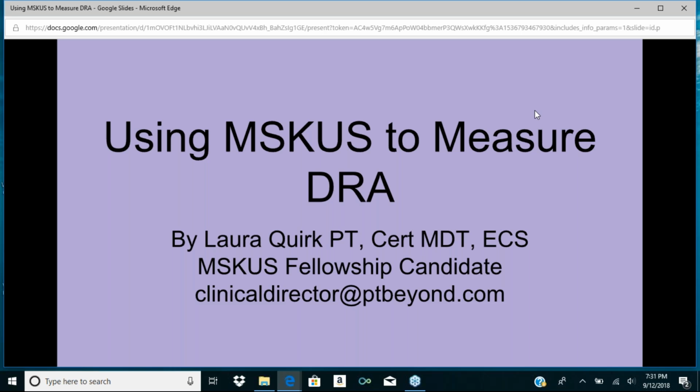Okay, all right. So tonight I'm going to be talking about a couple of different ideas or uses for MSKUS. One of them being utilizing MSKUS to measure a DRA. And I'm going to get into that in a minute as to explaining what a DRA is. I do a lot of women's health in my clinic, so I do see a lot of women who have this problem. So I found it interesting to figure out an angle on how to use MSKUS to actually help me in assessment and treatment of this.